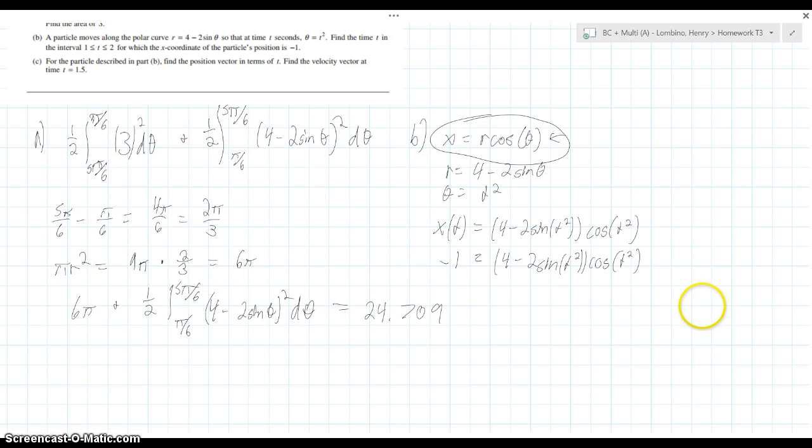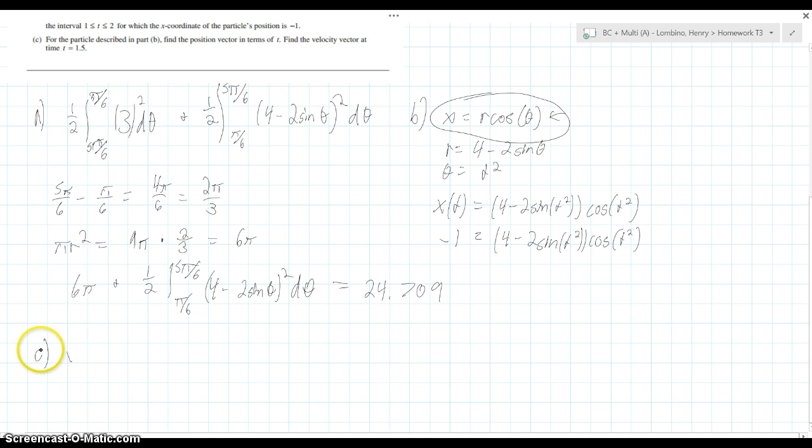So once again, we know the y-coordinate is equal to r sine theta. R is equal to 4 minus 2 sine theta, and theta is equal to t squared. So you're going to get y in terms of t is equal to 4 minus 2 sine t squared, plugging in the t squared for theta, times sine t squared.